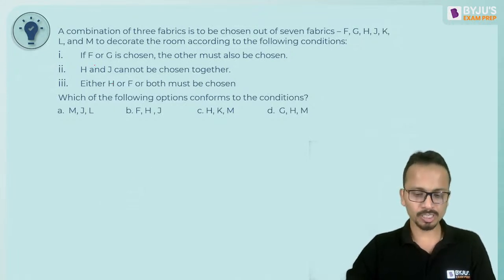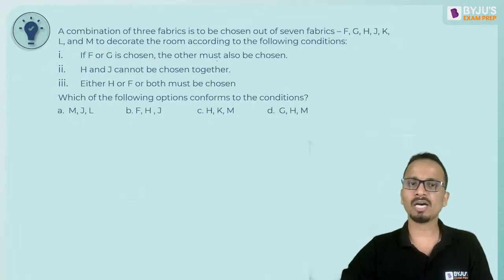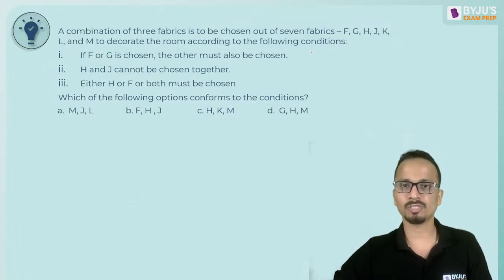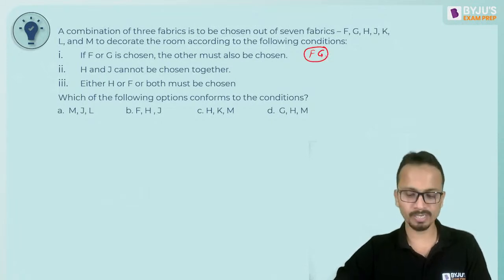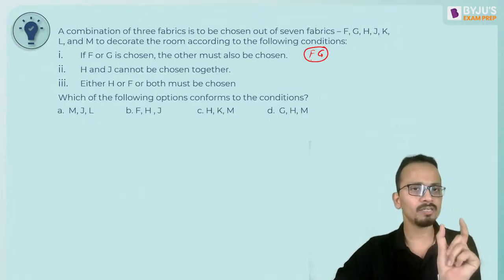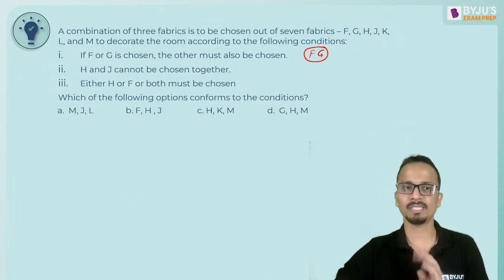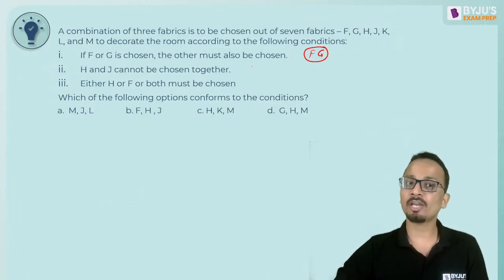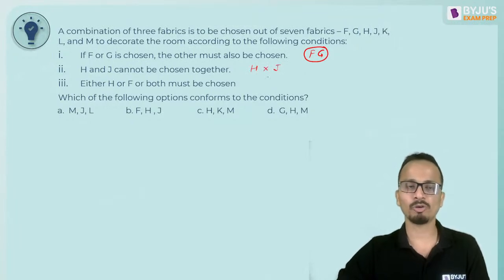Now the first condition is if F or G is chosen, the other must also be selected, chosen. So if F and G are selected, they will be selected together, otherwise none of these two will be selected. If F and G are selected, they will be selected together, otherwise none of these two will be selected. H and J cannot be selected together, so either H will be selected or J will be selected. Okay, they cannot be selected together.